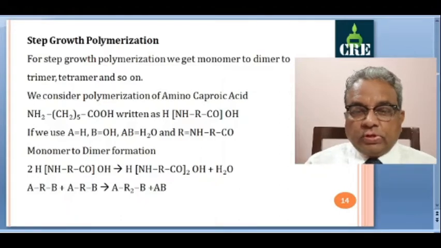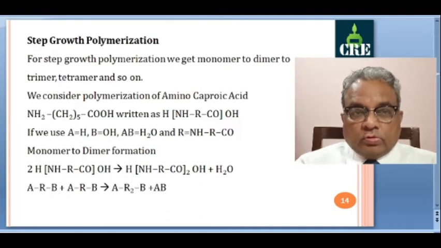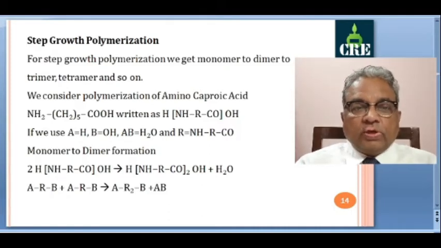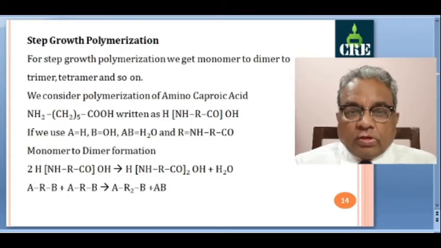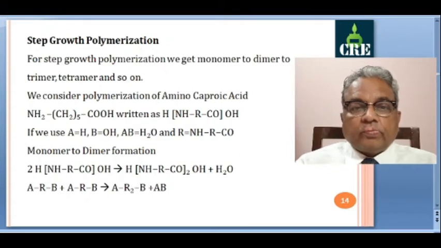Welcome once again to this lecture series in Chemical Reaction Engineering 2. Today we'll see the step growth polymerization model. For step growth polymerization, we have the polymerization occurring in steps. So, monomer to dimer, then to trimer and tetramer and so on. So, the growth is in steps, step by step.